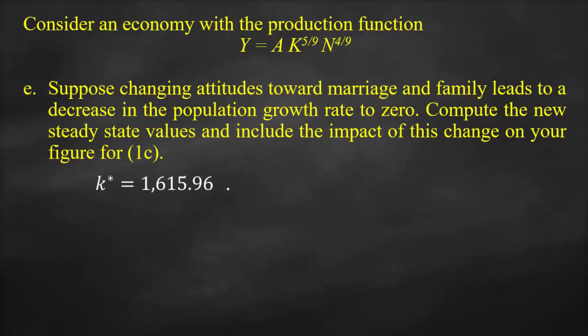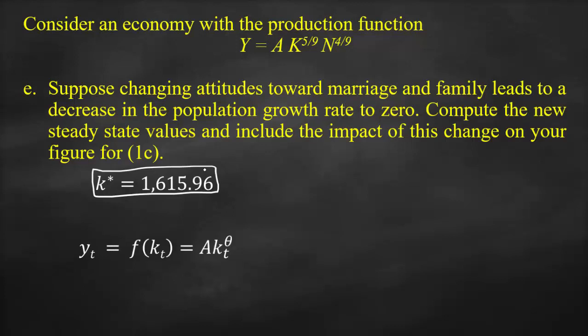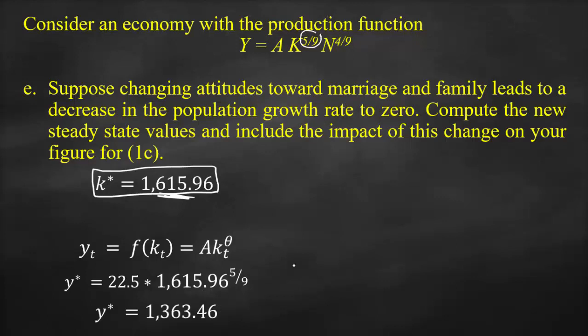So now we just calculated our capital per capita at the steady state. What we need to calculate now is our output per capita. Our output per capita is equal to A times little k to the power theta. Let's substitute. What's our A? 22.5. What's our little k? The one we just calculated here, which is 1615.96 to the power theta. What's our theta? 5/9. Use your calculator. You will get our output per capita at the steady state is equal to 1363.46.